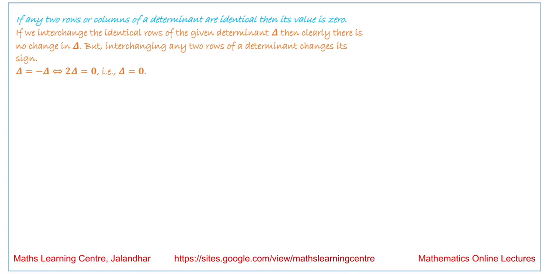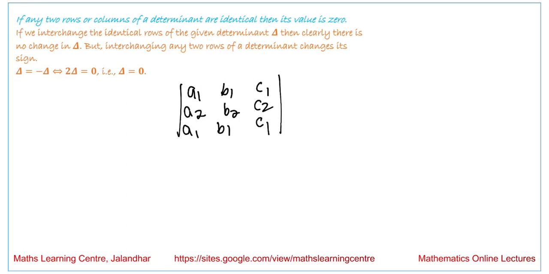So suppose we are having the determinant with rows a1, b1, c1, then a2, b2, c2, and then again a1, b1 and c1. The value of the determinant is delta.